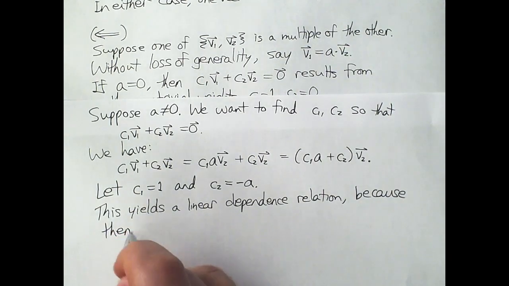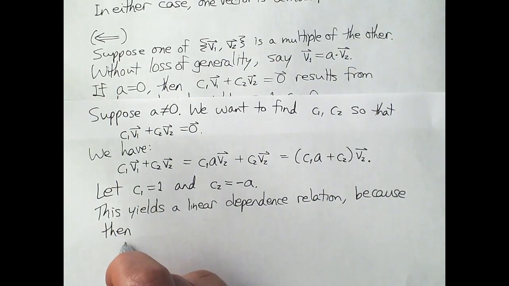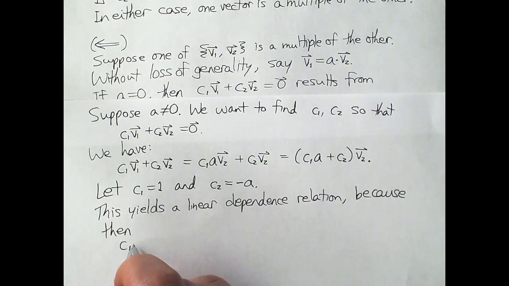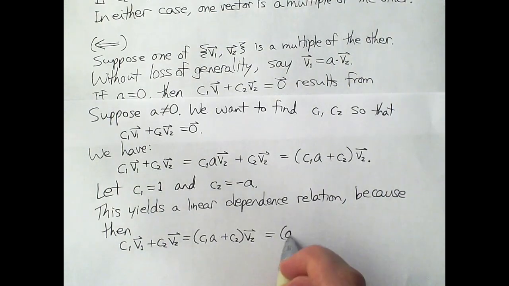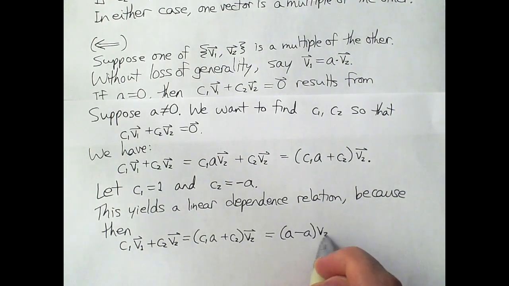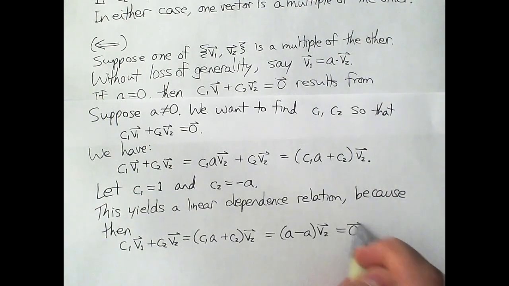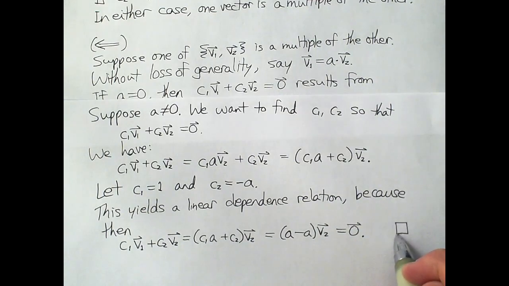Then, let's write it out. Just to be clear, you might be able to get away with skipping this, but I think this is going to be a nice way of wrapping it up. Because then this equals this equals this equals the 0 vector. That's what we were trying to show. So that's the end of the proof. I'm going to put a square there.